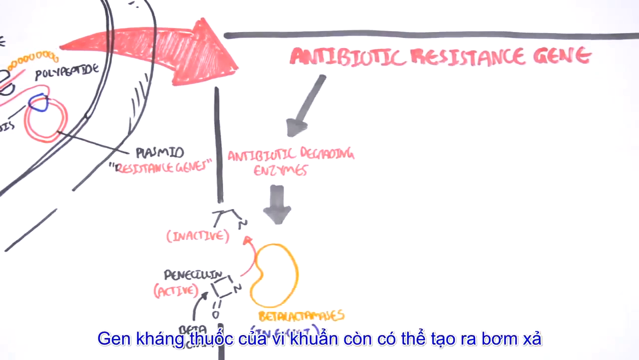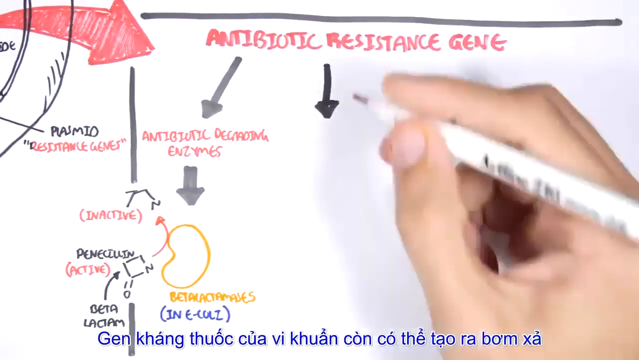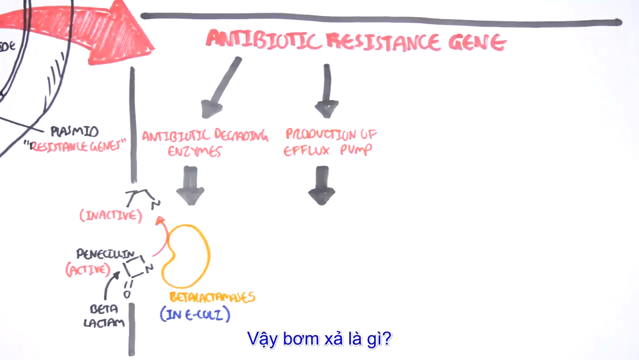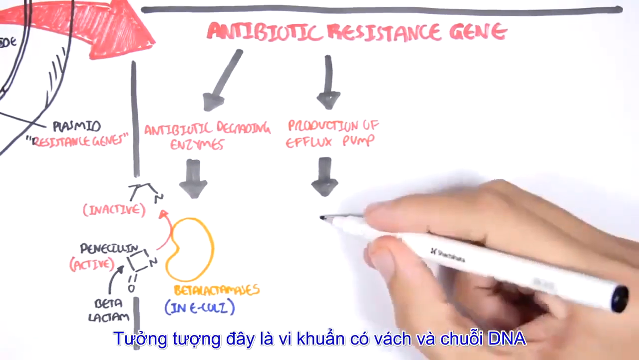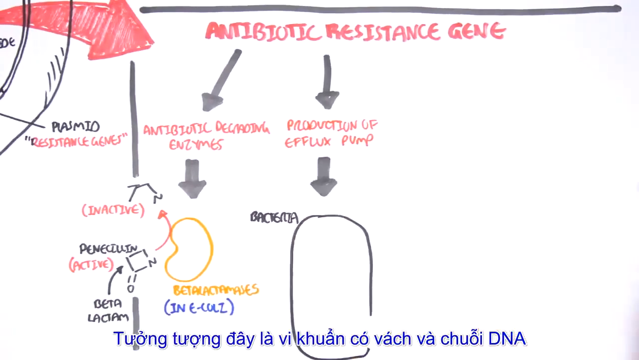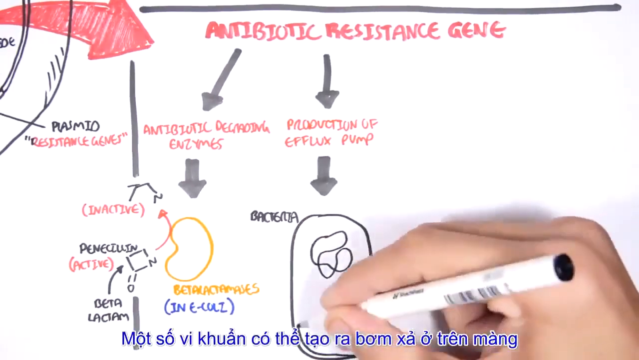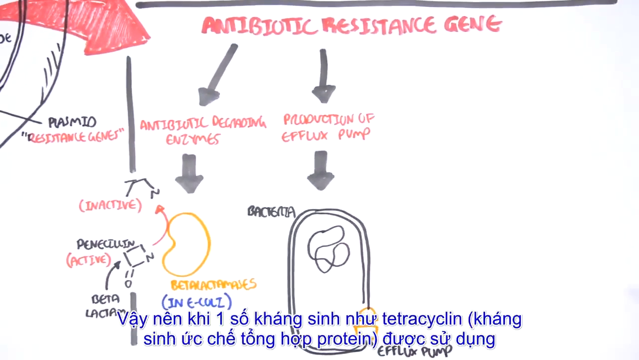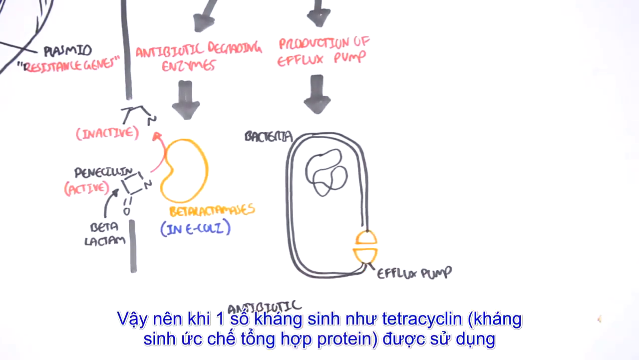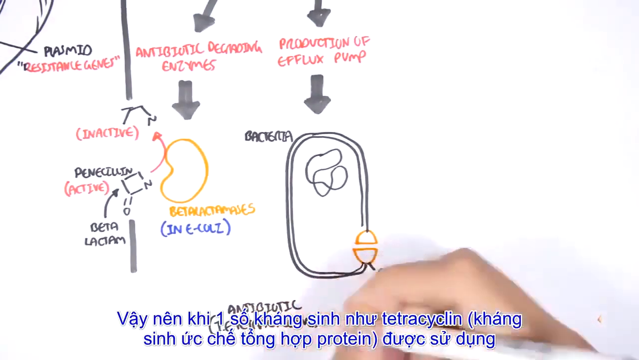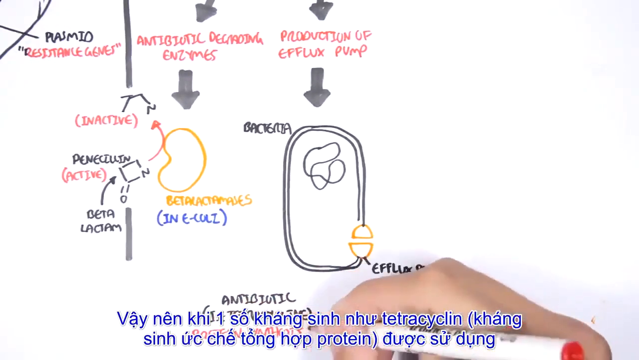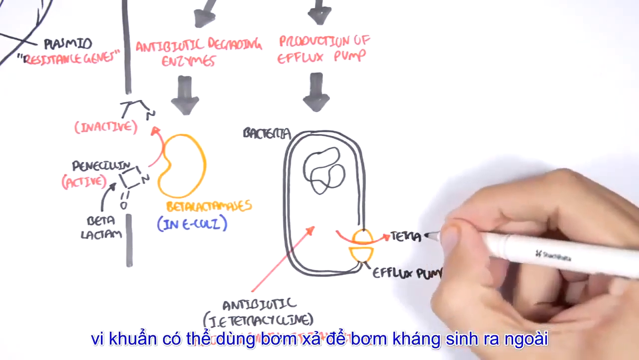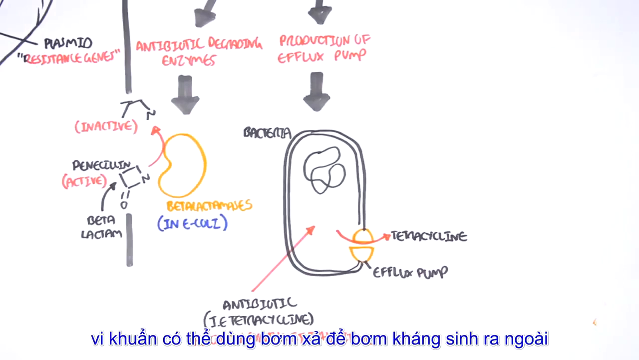The antibiotic-resistant gene of a bacteria may also produce what's called an efflux pump. So what is an efflux pump? Well, imagine this is your bacteria with its cell wall, and you have the circular DNA of the bacteria. Well, some bacteria can produce these efflux pumps, which are found on the membrane. So when some types of antibiotics, such as tetracycline, which normally interferes with bacterial protein synthesis, is used, the bacteria can use the efflux pump to pump out the antibiotic.